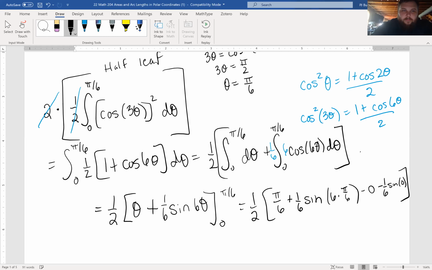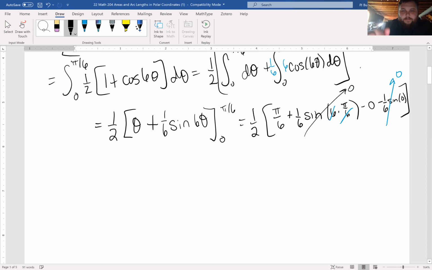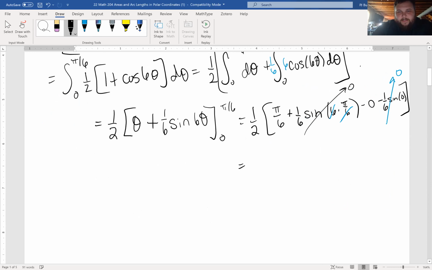Okay, plugging in. This looks like the back half all goes to 0. In here, these 6's would cancel. So sine of pi, well, guess what? Also 0. So it looks like end of the day, we got pi over 12. Guys agree with me?